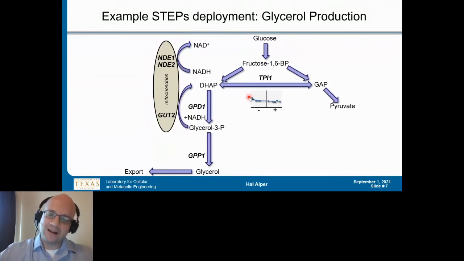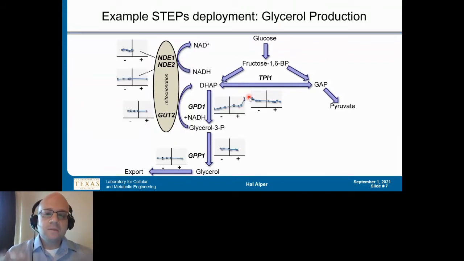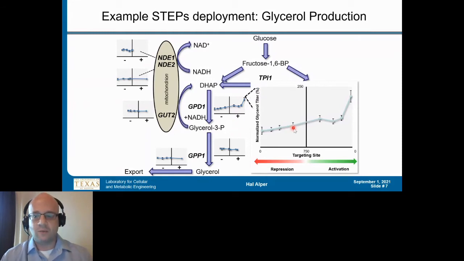If you knock out TPI, you're going to force half that flux from glucose to go down into the glycerol pathway. But we can start to scan all of the different targets of interest across the board, and the one that really pops out is GPD1, where we find that stronger overexpression of that particular target is an essential part of increasing glycerol production. And indeed, that's already been shown as the major rate limiting step. In contrast, the next step, GPP1, is pretty much flat and doesn't have a response.